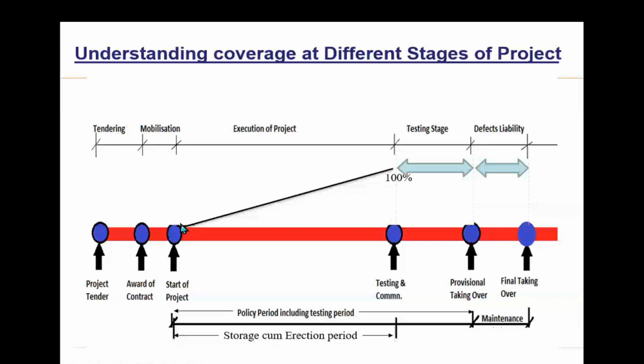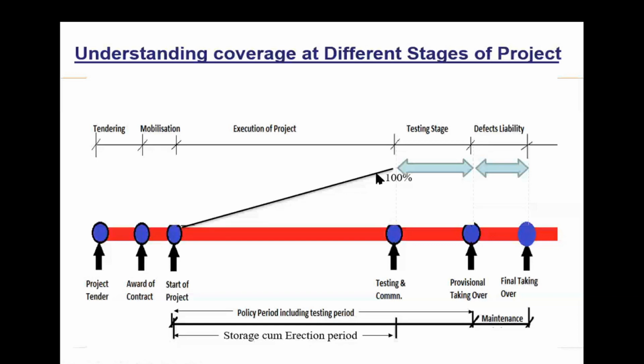Then your project builds up and it reaches 100% stage. Now at this stage, your plant and machinery is ready. Project is completed. Now your testing starts. All right. Now there are two types of testing: cold testing and hot testing. Cold testing may come during this stage.